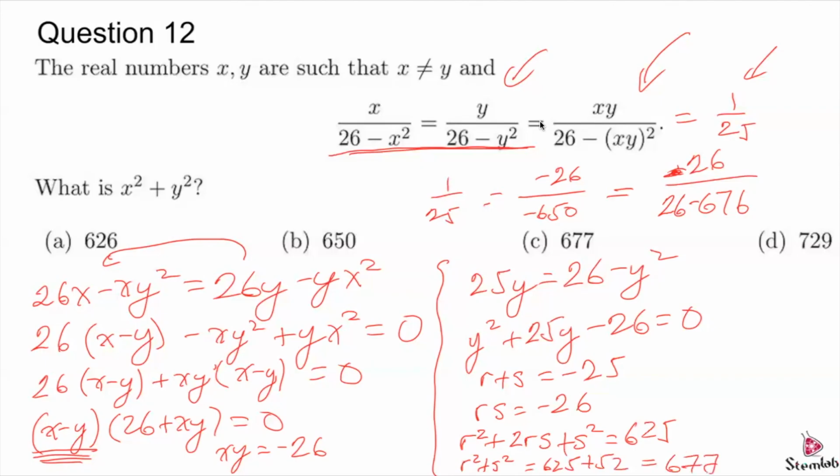Okay. And again, as I said, those r and s are basically the x and y that we're looking for here. So the answer here is C, 677.